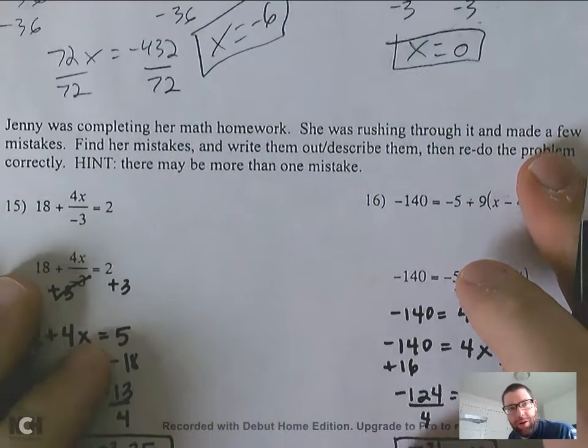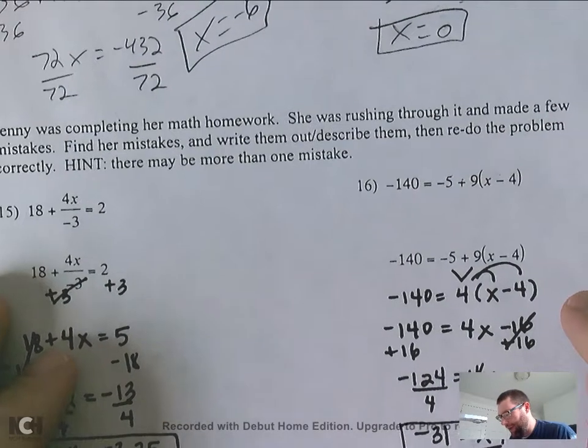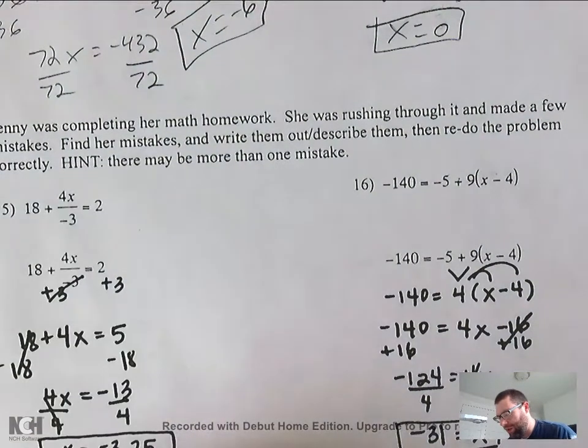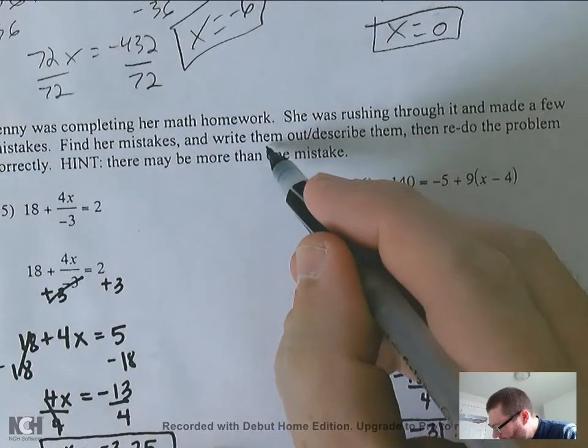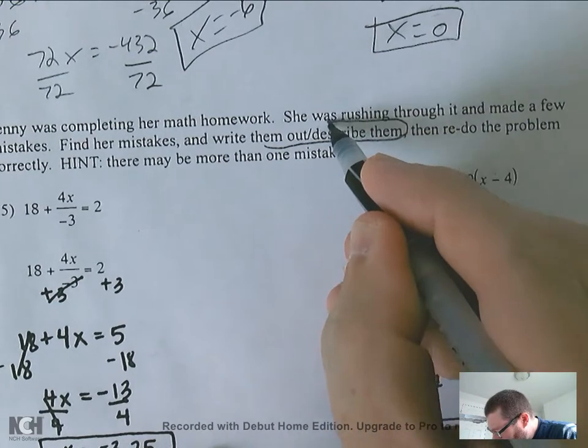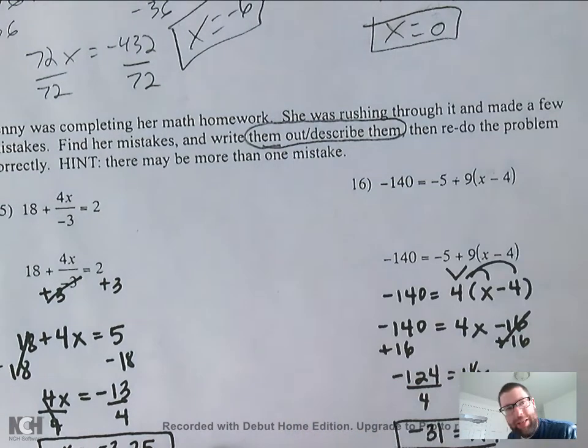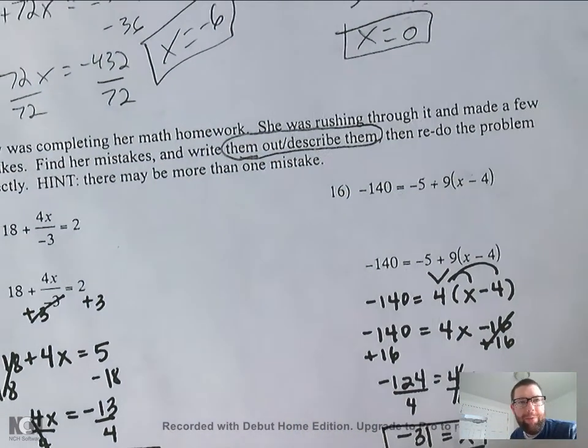Okay. Now, these are our level 4 questions. Jenny was completing her homework. She was rushing, though, and made a few mistakes. Find her mistakes and write them out. Describe them. I'm going to circle that right there, because that's the key thing. That's why this is a level 4.